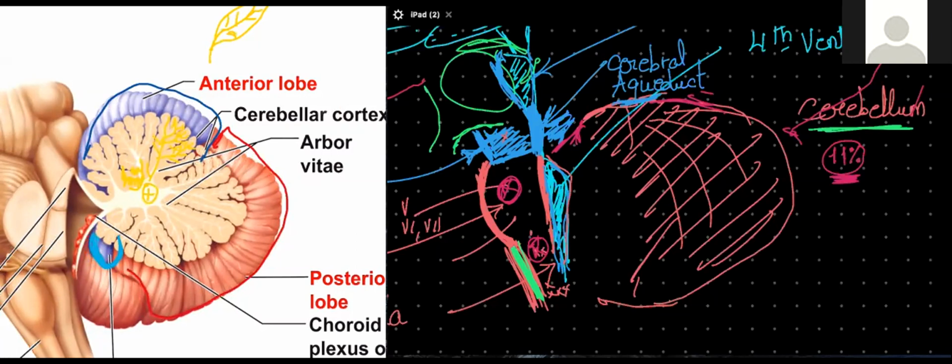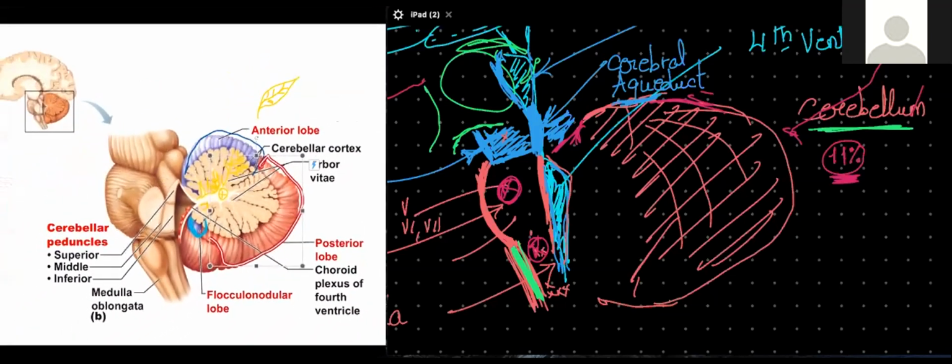Branches of a tree, it looks like a tree. You see on here, this is the tree and those are the branches. Can you imagine a tree on here? So what do we call the white matter of the cerebellum? It's the tree of life, arbor vitae, tree of life, arbor vitae.